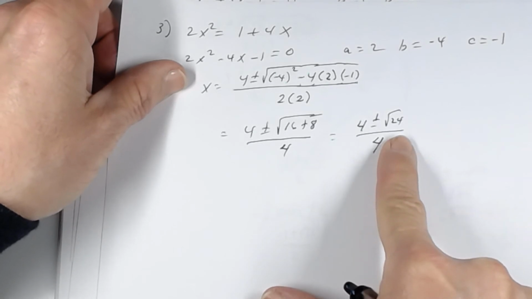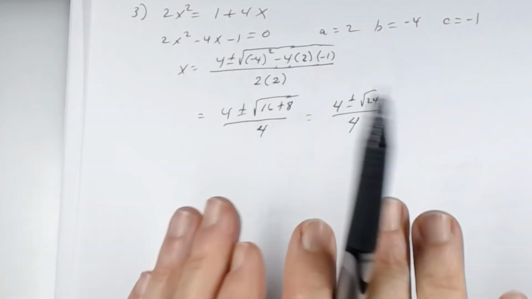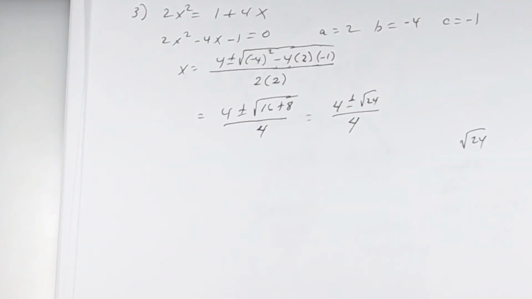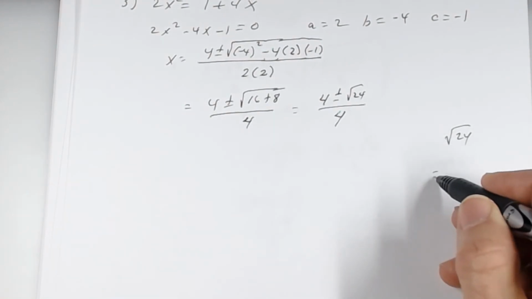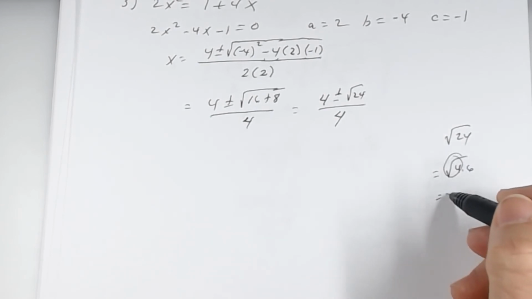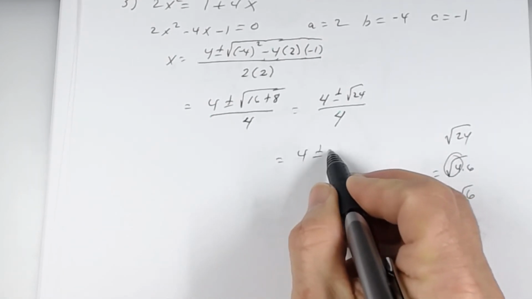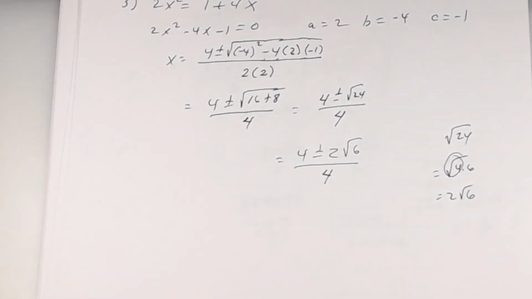Because if you look at 24, is there a perfect square other than one that goes into 24? So in my math lab, you have to go off to the side and simplify the square root of 24 using the idea of perfect squares. You got to use the largest. What's the largest perfect square that goes into 24? So I got 4 times 6, and the square root of 4 is what? 2. So that's 2 square root of 6. So that goes here. So I got 4 plus or minus 2 square root of 6 all over what? 4. That's where we're at.